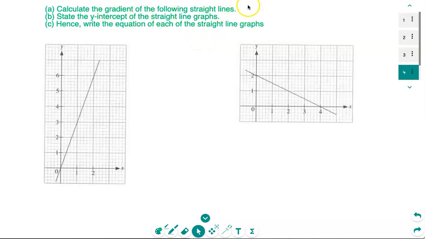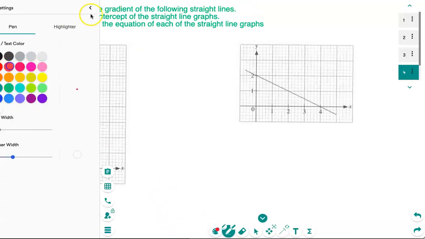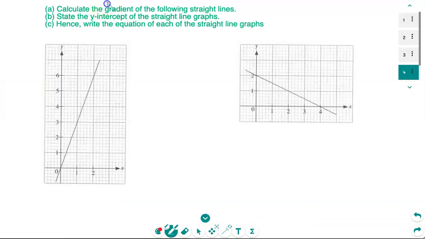Now, gradient refers to like the slope. So the idea of a gradient represents how sloping the particular line is. Which means if it's very steep, it will look like that. If it's very gentle, it will look like that, right? So that's the idea. So to calculate gradient, we are going to calculate the rise over run.